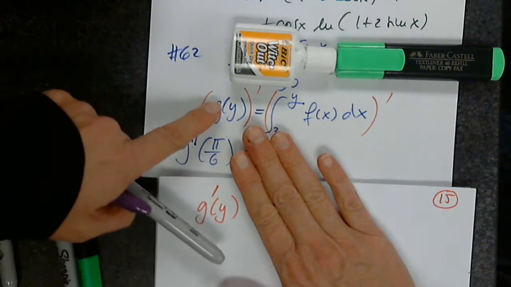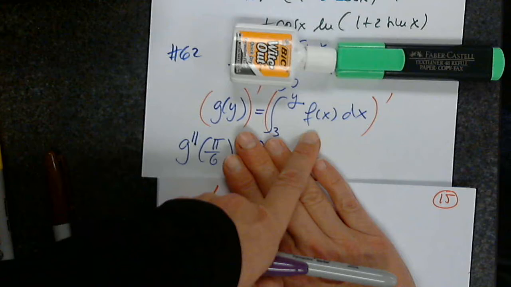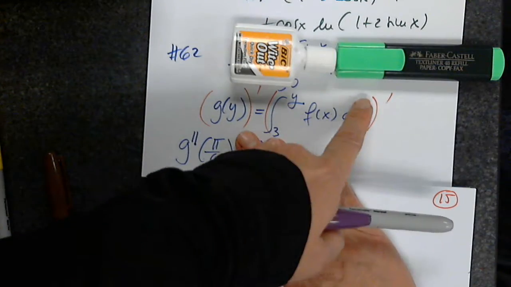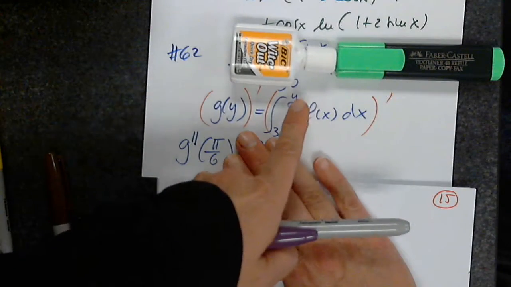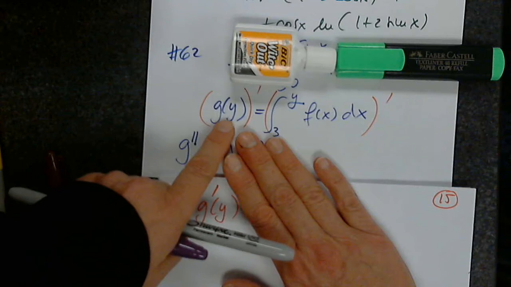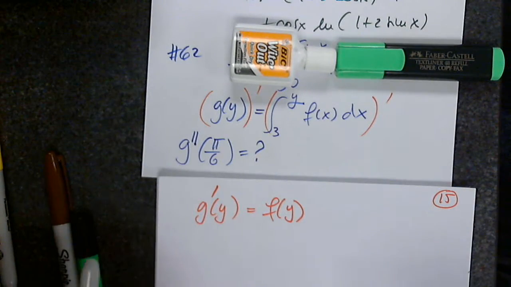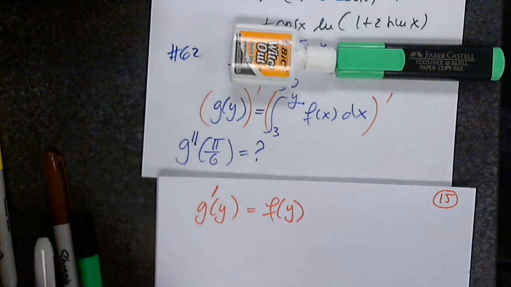So we differentiated this side. When I differentiate this side, what do I get? You get f of y. Right. f of y times y prime if you want, but y prime is 1, because this is the variable in g. Right? So g prime is f of y. Good. I am one step forward.